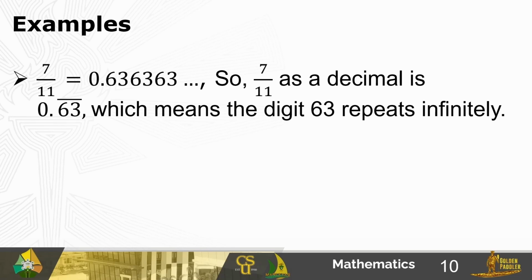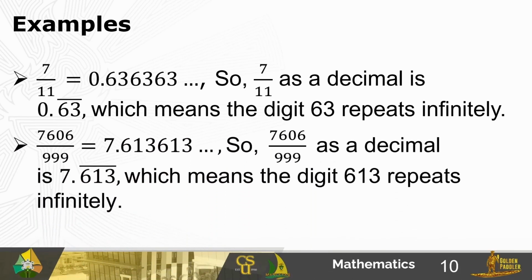which is equal to 0.6363. So 7 over 11 as a decimal is 0.63 bar, which means the digits 63 repeat infinitely. And then the last one is 7,606 over 999, which is equal to 7.613. So 7,606 over 999 as a decimal is 7.613 bar, which means the digits 613 repeat infinitely.